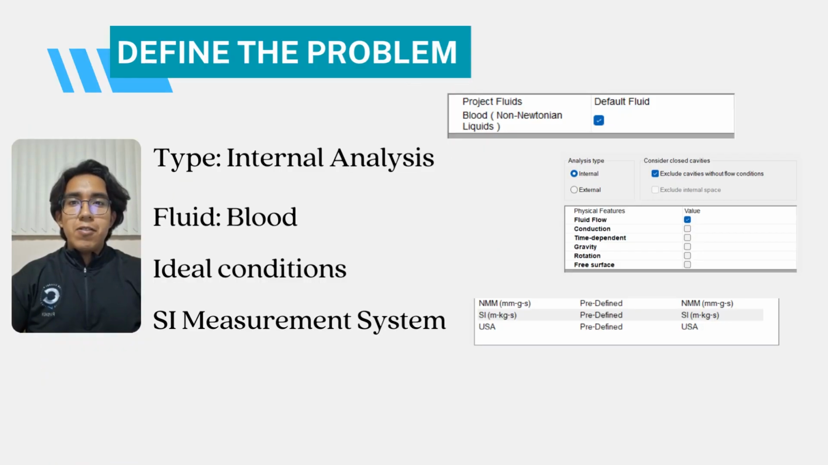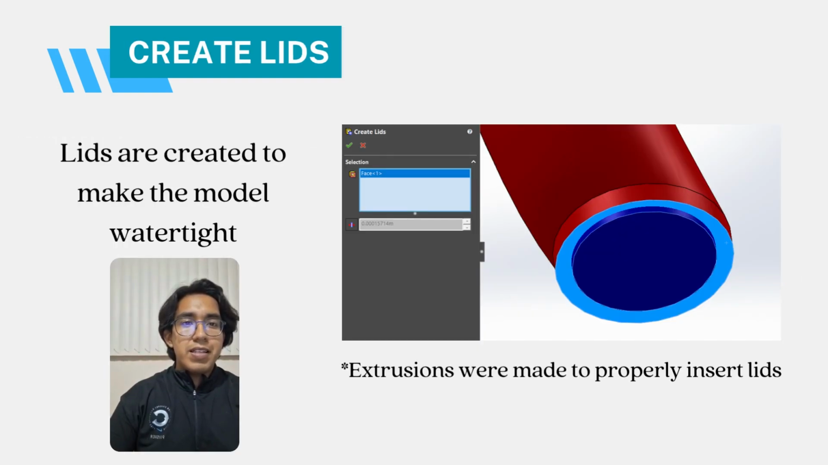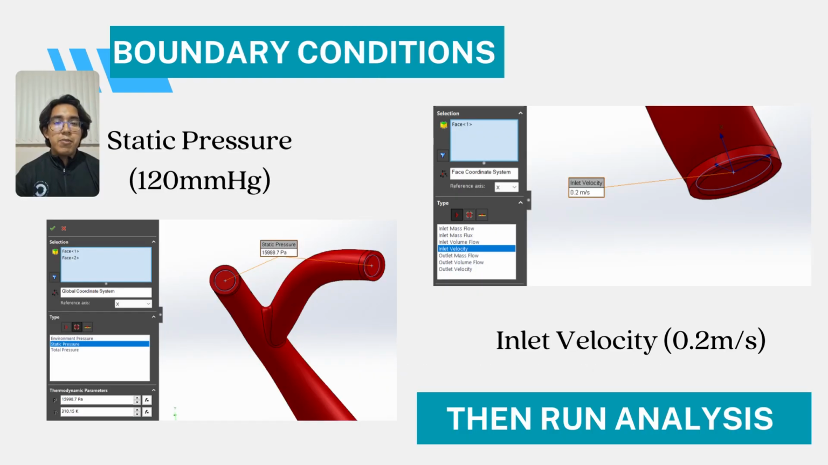The pipeline was followed in our activity as shown in this and the next following slides. We have the type internal analysis, fluid blood, ideal condition, and internal measurement system. Next, we have the create lids. Lids are created to make the model watertight. In the boundary conditions, we have a static pressure of 120 millimeters of mercury and an inlet velocity of 0.2 meters per second, and then we run the analysis.